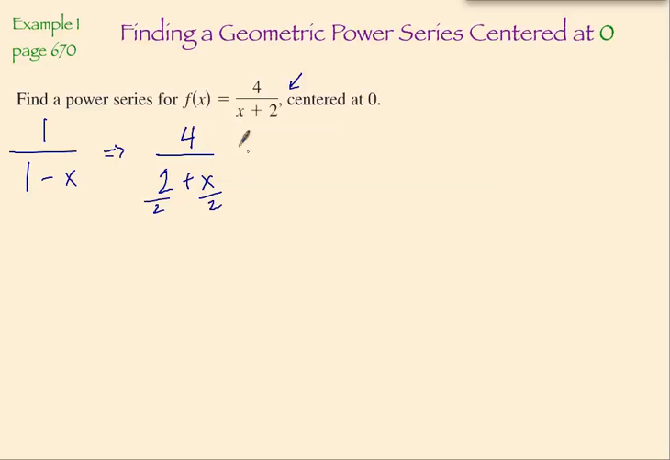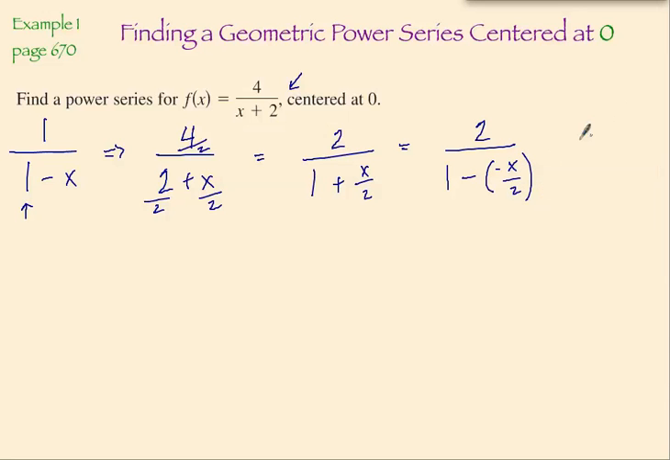Let's divide everything in the problem by 2 because I need that constant to be a 1. This becomes now 2 over 1 plus x over 2. Gosh, I'm so close. If only this were a minus. Well, I can easily rewrite it and make that happen by saying 1 minus a negative x over 2.